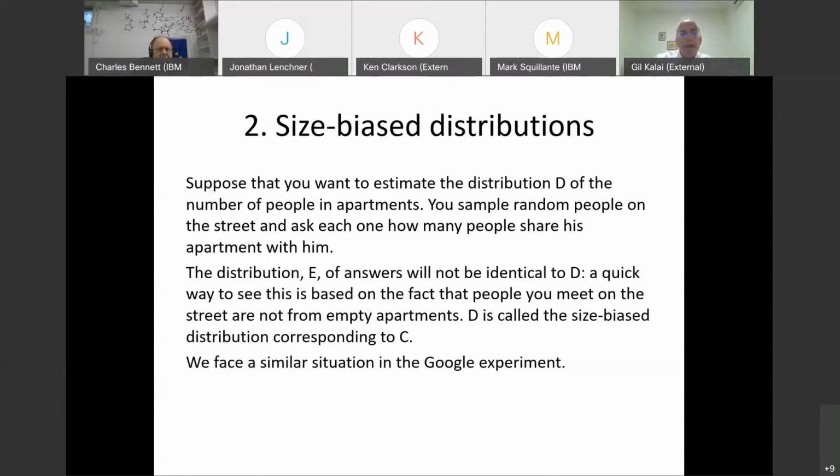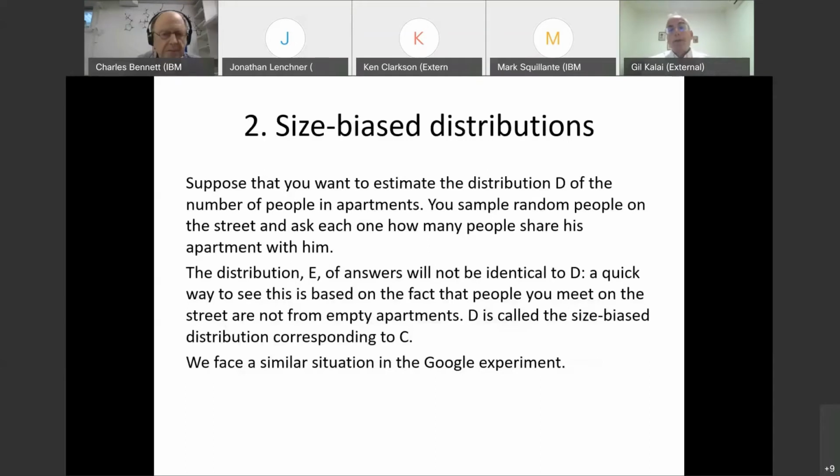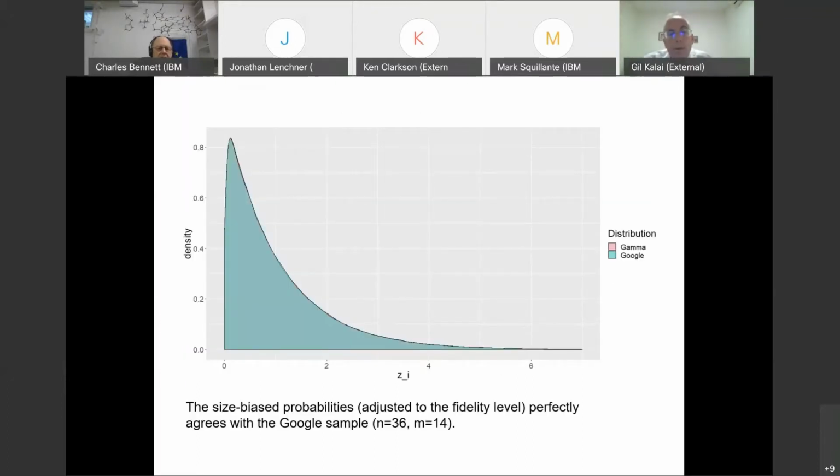We face a similar situation in the Google experiment. What we can do is take every sample that we obtain, compute using classical simulation the probability to obtain this sample, and sum up these probabilities. Rather than getting the original exponential Porter-Thomas distribution, we get a size bias distribution. Here you can see the size bias probabilities, again adjusted to the fidelity level, and you can see that they agree perfectly.